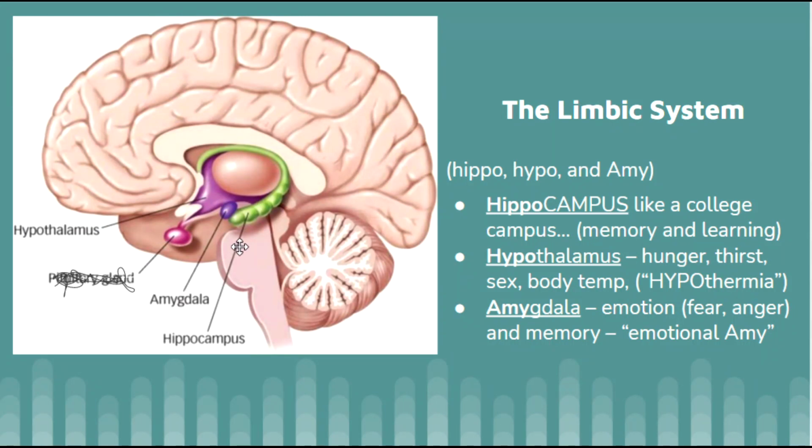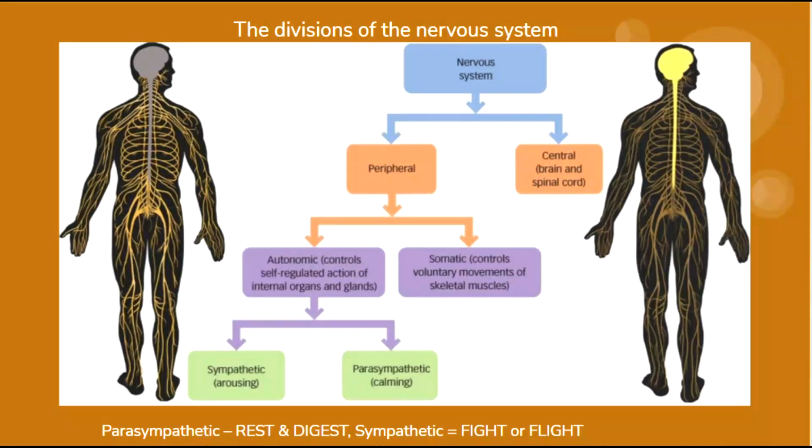And then the amygdala in here is what regulates emotion, in particular fear and anger, as well as memory. So I had a college roommate named Amy, and that's how I remember the amygdala, because it started with Amy. And you could say that she was a pretty emotional person, and that helped me to remember that. So it might help you too.